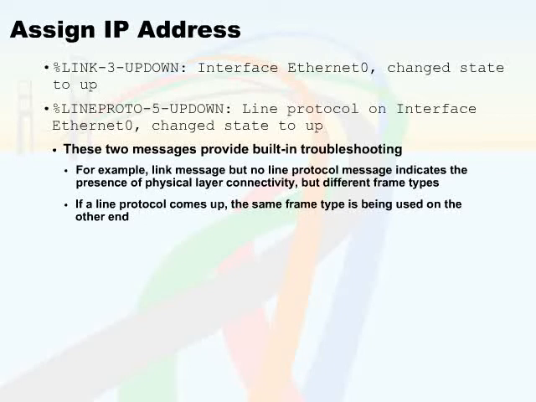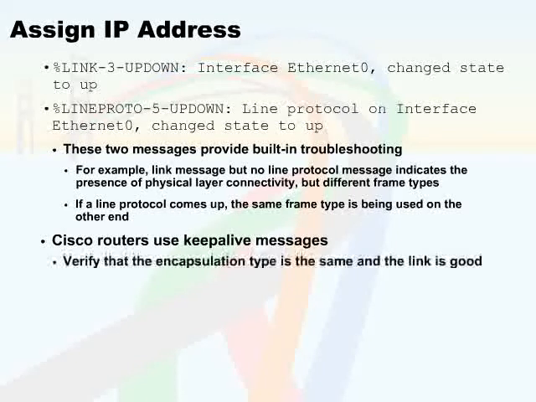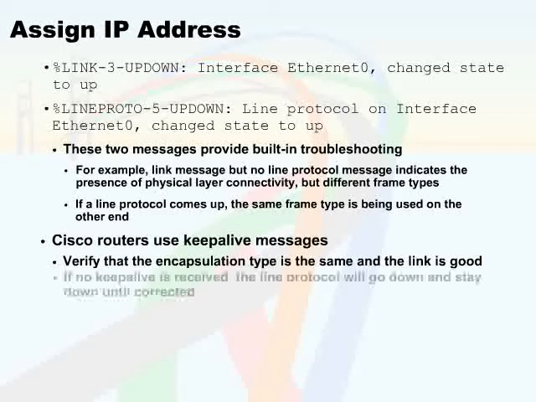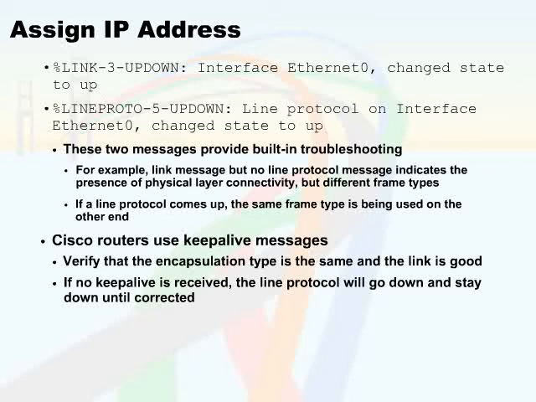Now Cisco routers actually use messages to identify their frame type, which are keepalives. These keepalive messages get sent back and forth between routers to verify that our encapsulation type is the same and that the link is good. Actually doing a kind of link test. Well, if ever the keepalive cannot be read by the other end, it does not receive a response, the line protocol will go down and stay down and set the frame type as corrupt. So this is great troubleshooting experience for your interfaces.